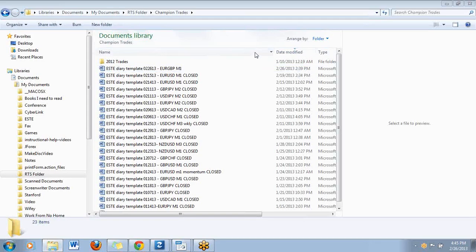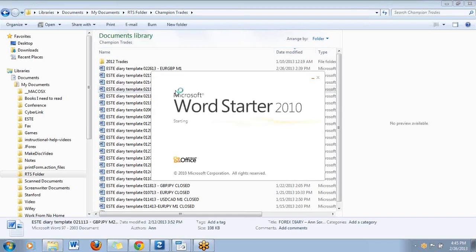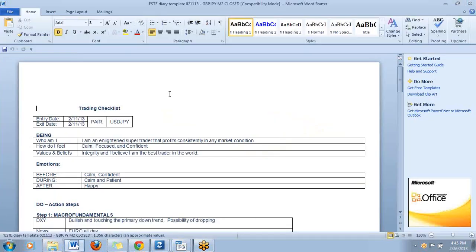Okay, so everything is basically documented in terms of the way I do trades. Here is my template, everything is in there. I will take one against the pound, against the yen on M2. So here's a trading checklist based on what you saw earlier on the B2Have trading model, right?